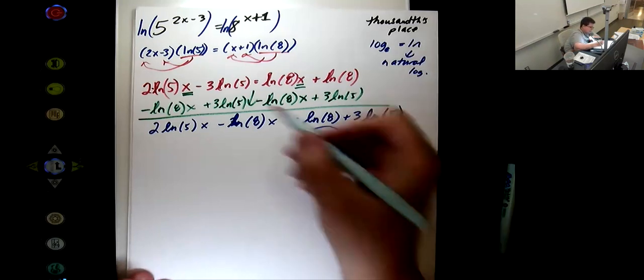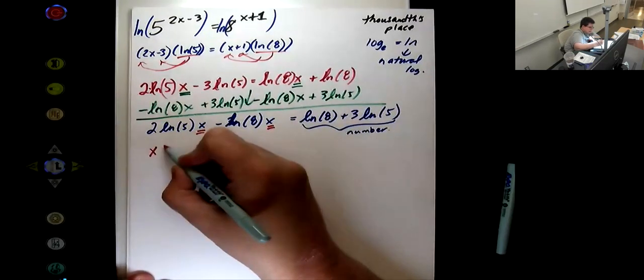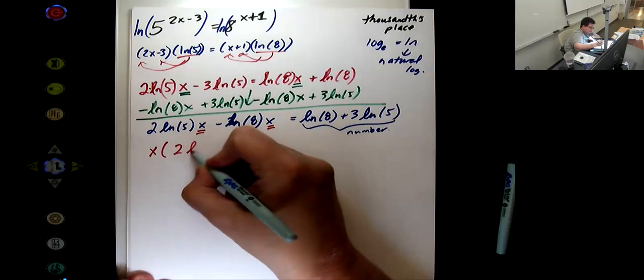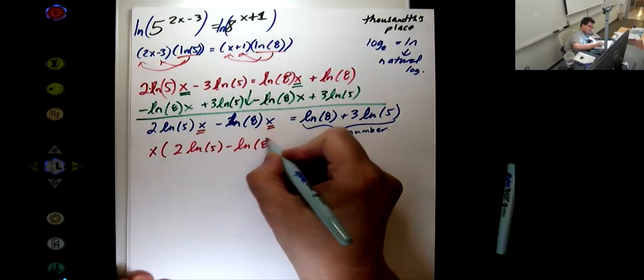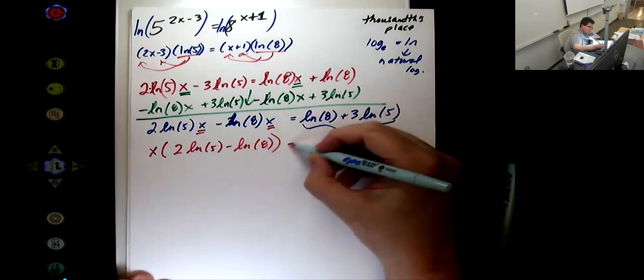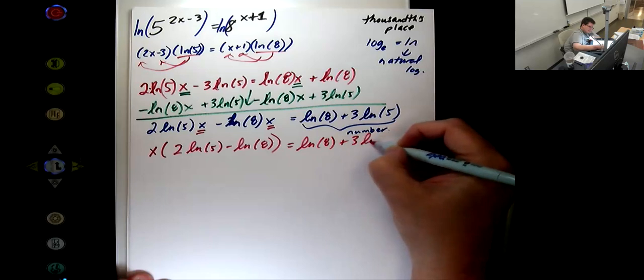So what I want to do at this point is factor out the x. If I do, I have x times 2 natural log of 5 minus natural log of 8 equals natural log of 8 plus 3 times the natural log of 5.